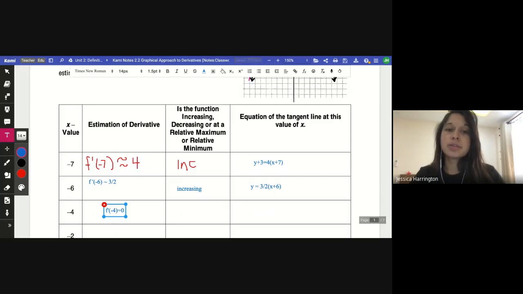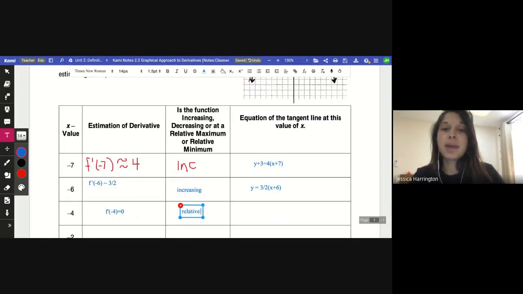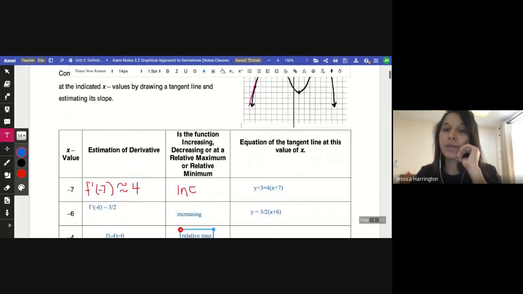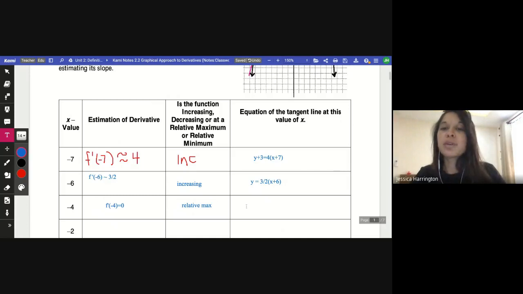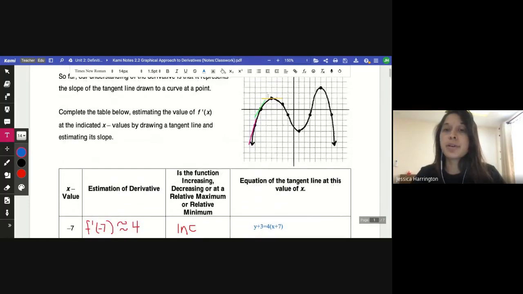It's not an approximation right here. So it's 0. Why? Because this is a relative max. At this point in the graph, this is a relative maximum, meaning it's the highest point right here. It's not the absolute maximum, it's just a relative one. And what would the equation of that line be? Well, what's the equation of a horizontal line? Take a second and think. Hopefully you know it's just y equals 2, because that's where it crosses. So the equation of that line is y equals 2.